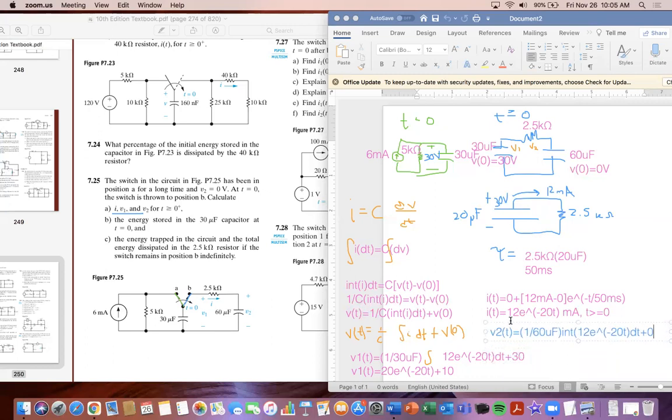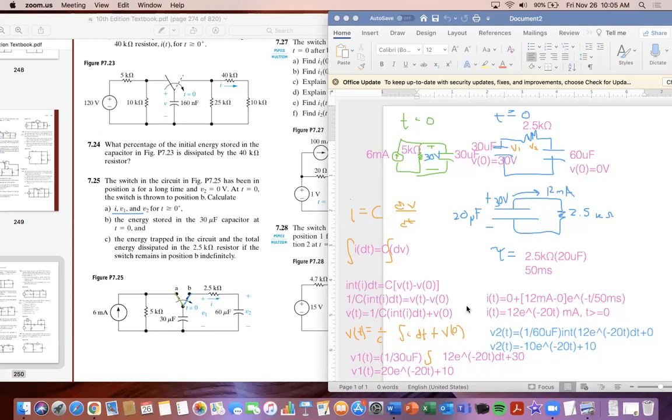When you solve for the integral, all you do is put negative 1 over 20 in the front. You're going to get V of 2 of t is equal to negative 10e to the negative 20t plus 10.